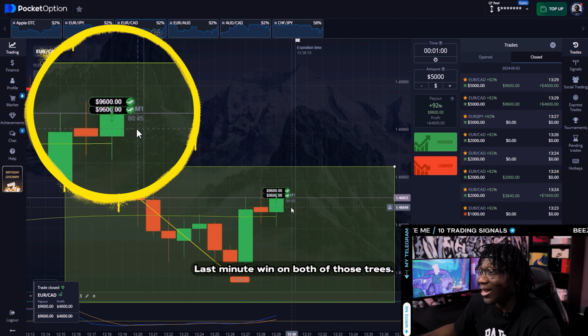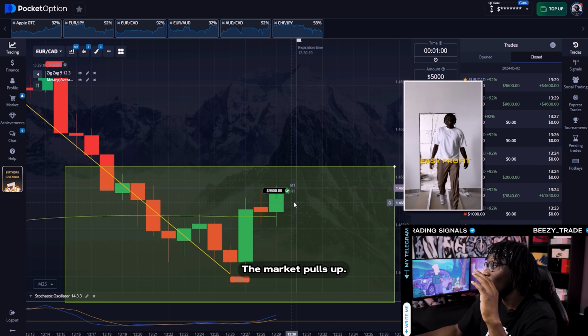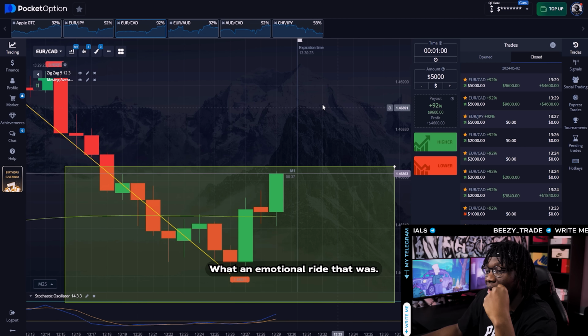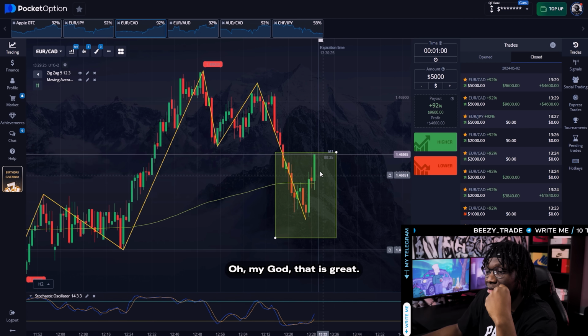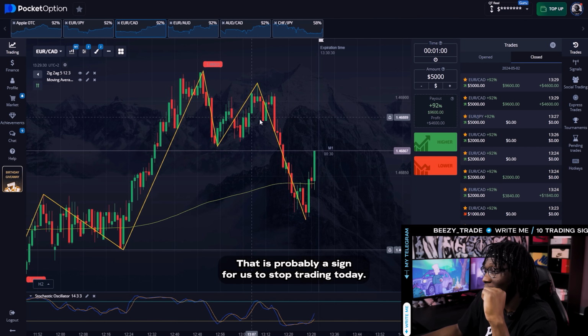Oh my God, last minute win on both of those trades. The market pulls up. What a ride. What an emotional ride that was. Oh my God. That is great. Okay. That is probably a sign for us to stop trading today.